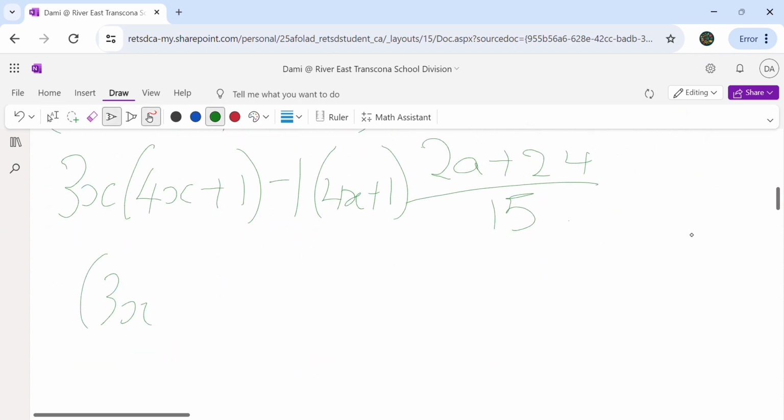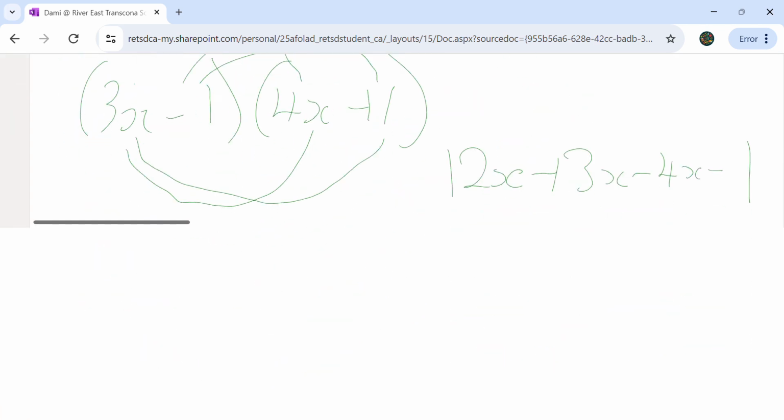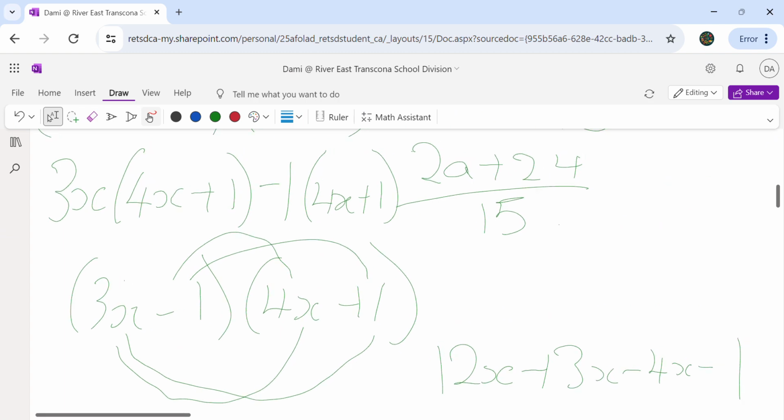So 3x minus 1, 4x plus 1. And the best thing about factorization is you can always check your answers. All you have to do is just multiply it and you should get the same thing. So 12x squared plus 3x minus 4x minus 1, which is the same thing we had previously.